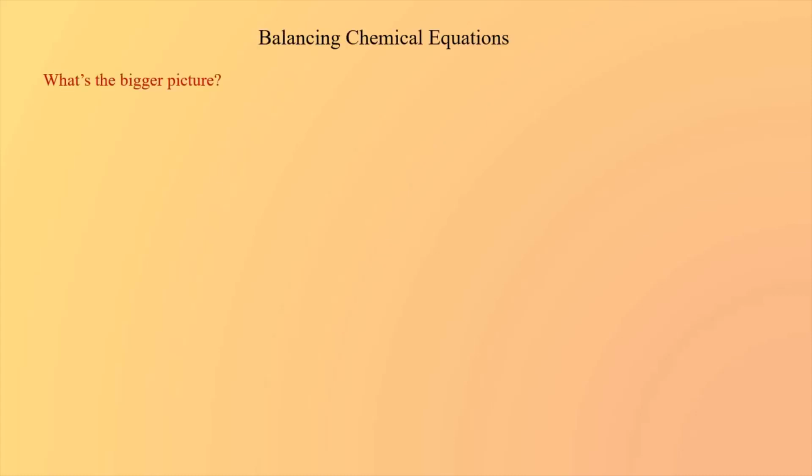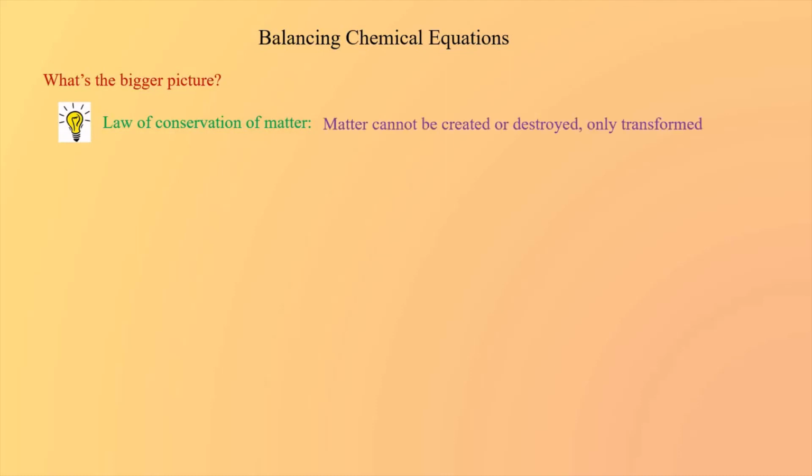So what's the bigger picture? Now, we've briefly talked about the law of conservation of matter at the start of the course. This law is much more visible and almost inevitable when we talk about balancing chemical equations. Let me refresh you on what the law states. It says matter cannot be created or destroyed, it can only be transformed. We'll come back to it in just a second when we actually talk about an equation.